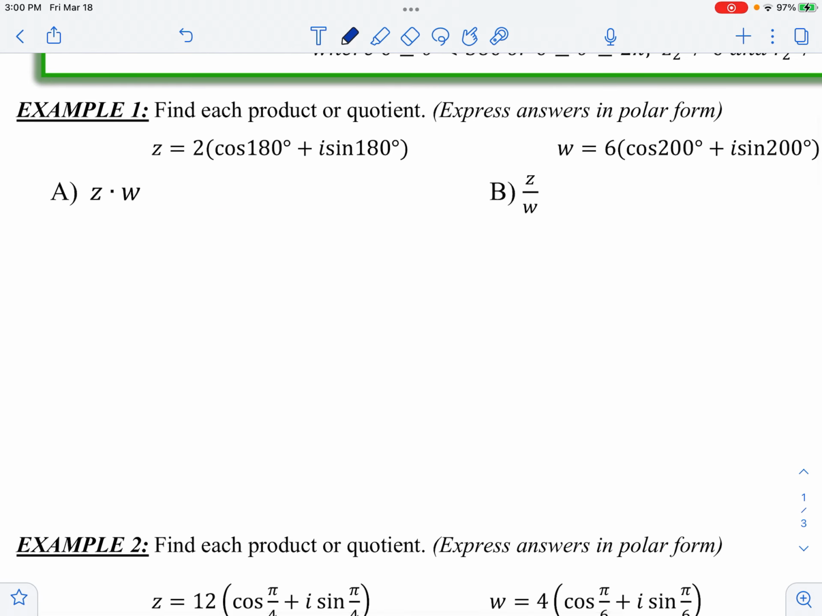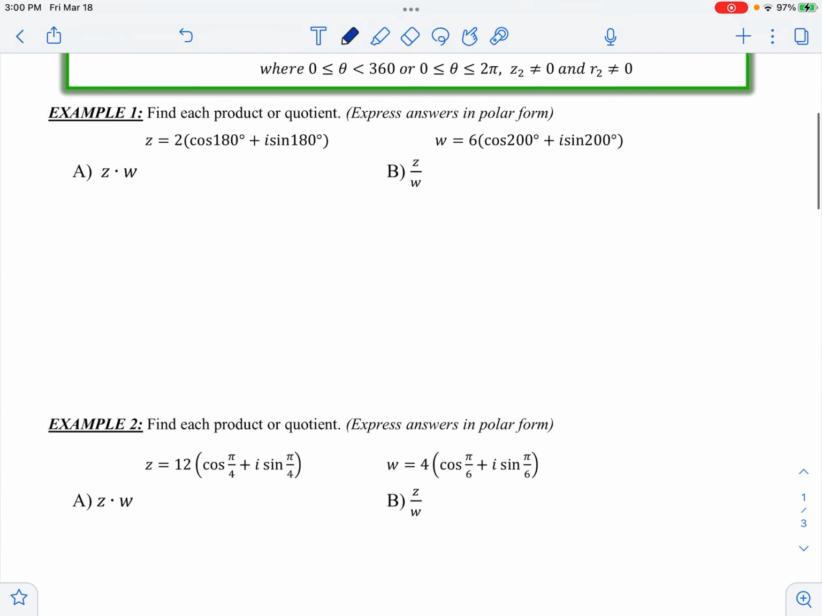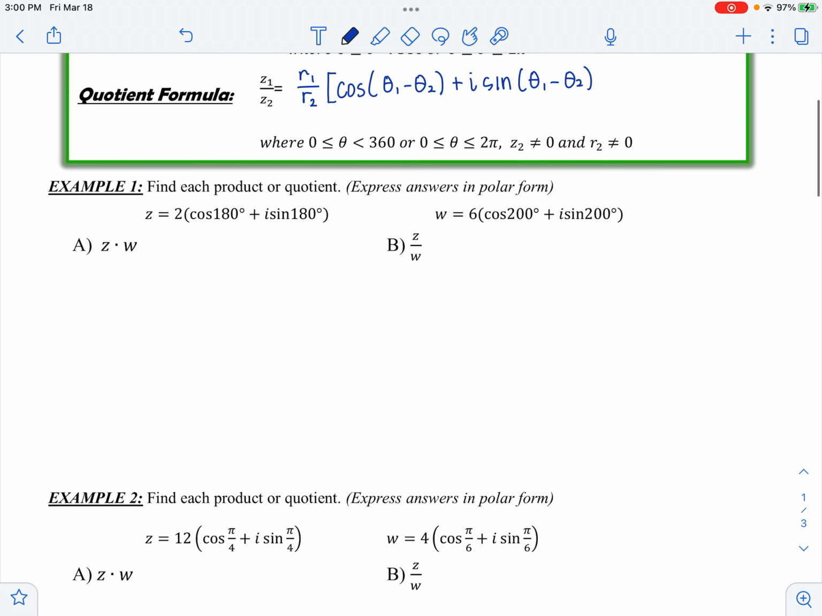Okay, so here's just a couple examples. We're going to do two examples, one in degrees and one in radians, just to make sure we're okay with those fractions here. So it says find each product or quotient, and express each answer in polar form. So we are going to leave our answer in polar form.